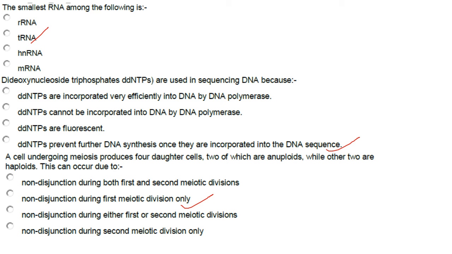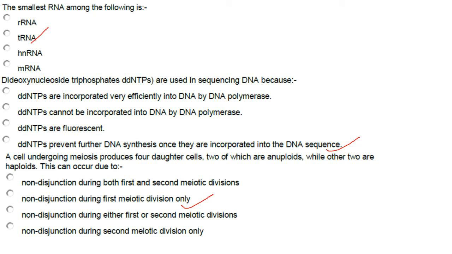Then the smallest RNA among the following, that is tRNA. Transfer RNA is the smallest. Then dideoxynucleotide triphosphates or ddNTPs are used in sequencing DNA because what they do is they prevent further DNA synthesis once they are incorporated into the DNA sequence. So answer is option D, that is ddNTPs, they prevent further DNA synthesis once they are incorporated into the DNA sequence.